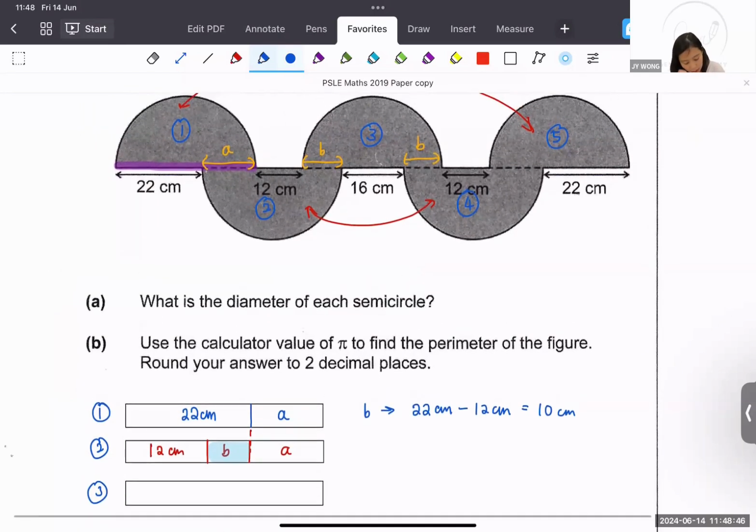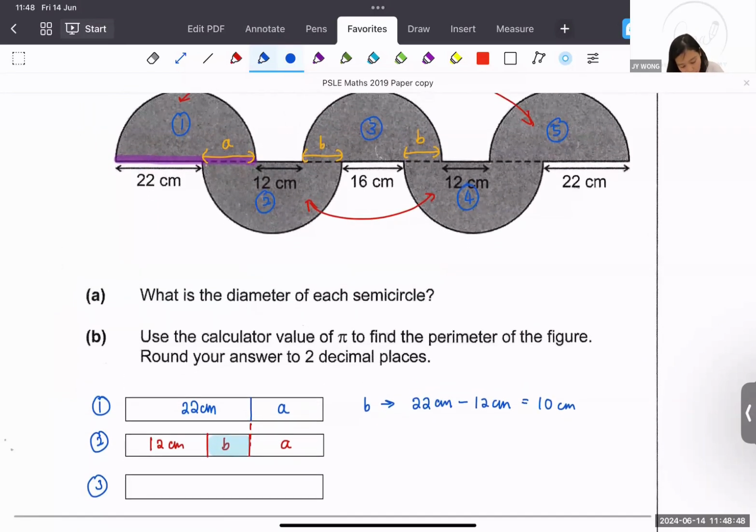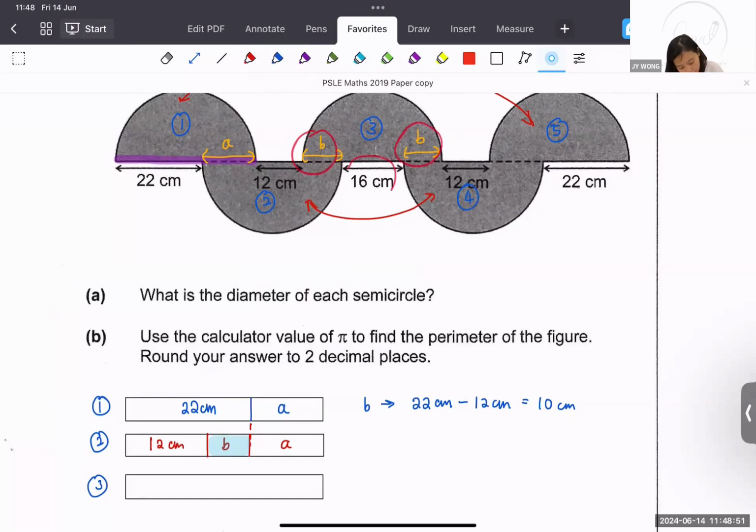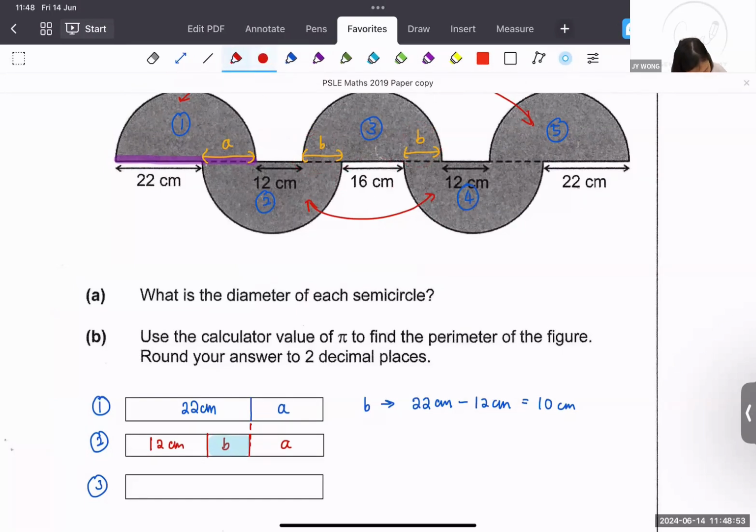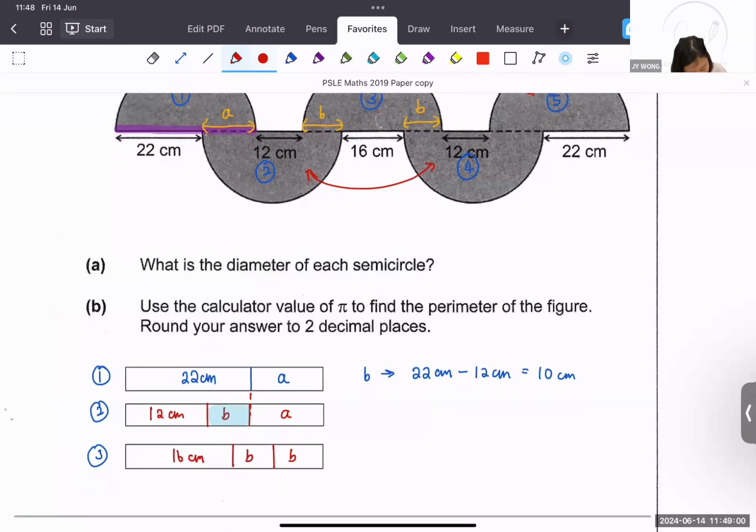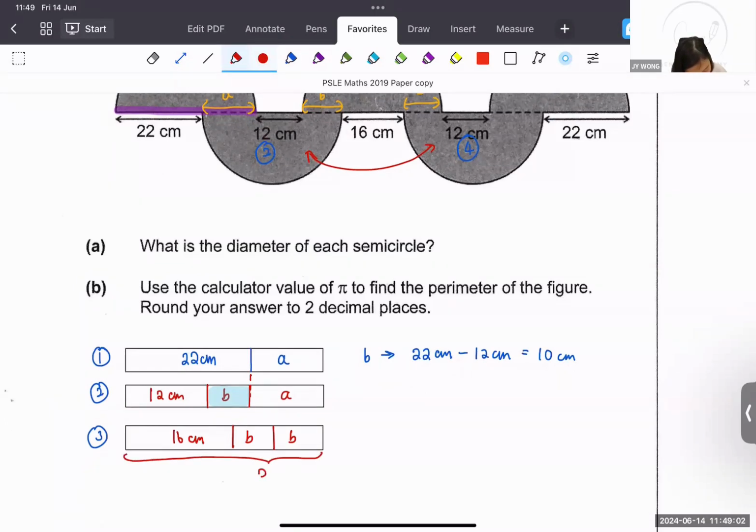What is semicircle 3? Semicircle 3 is made up of B and 16 cm. So can I find the diameter? I can, because I already know what my B is, right? My B is 10. So the diameter will be 16 cm plus 10 cm plus 10 cm. That will give you 36 cm.